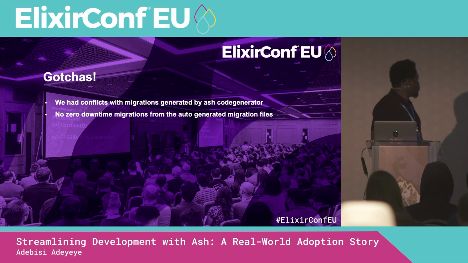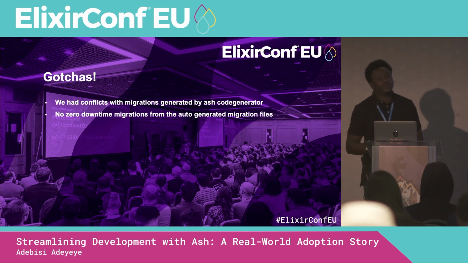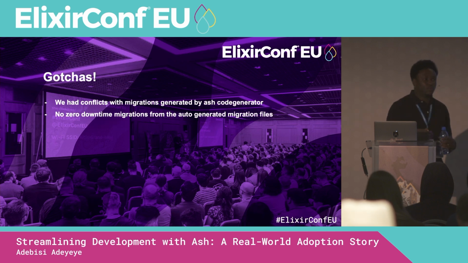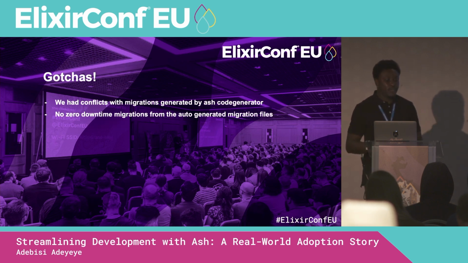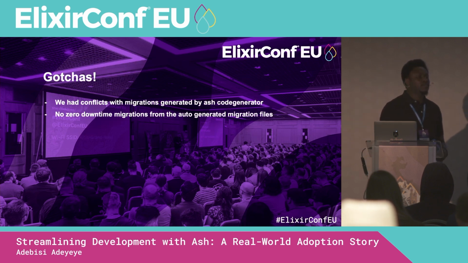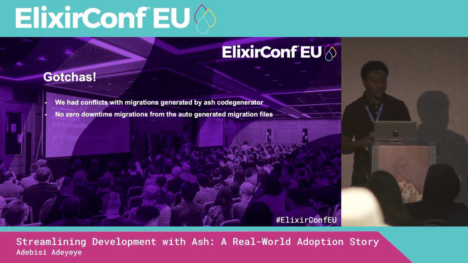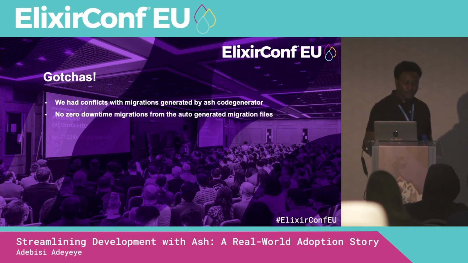So the next one was around the migration files that were generated. We use a tool called Excellent Migrations to check the safety of our migrations before going into the production, so that we don't have operations that would lock our database while our migrations are running and other things like that. But we found that the migrations generated by Ash don't incorporate that. It just generates the regular Ecto migrations. So that's something we are looking to submit a PR for.